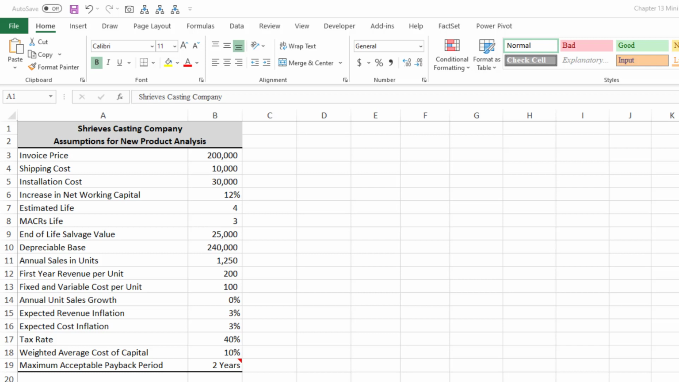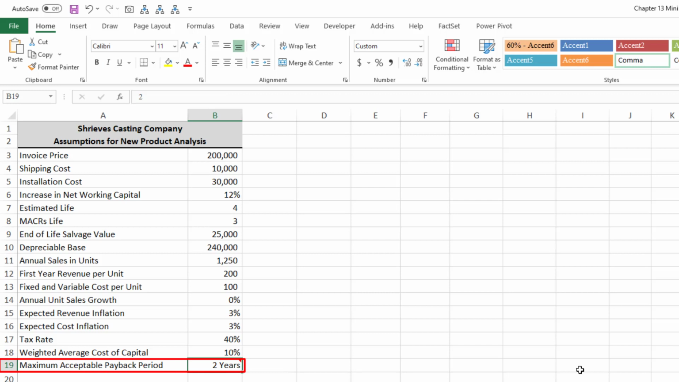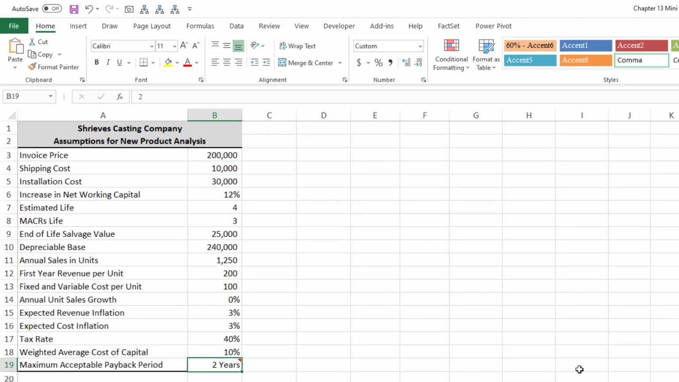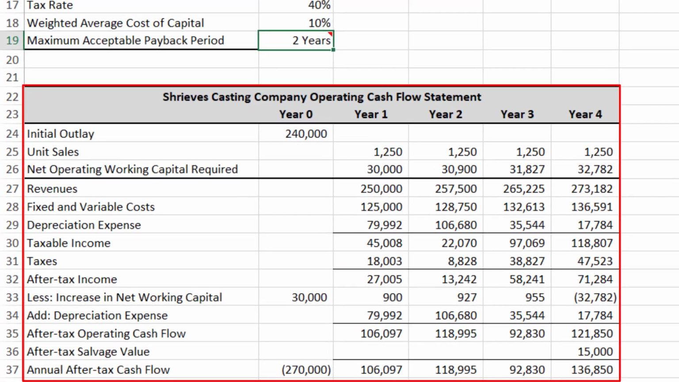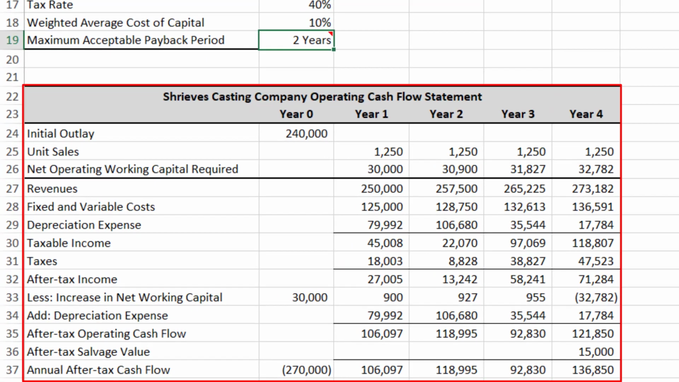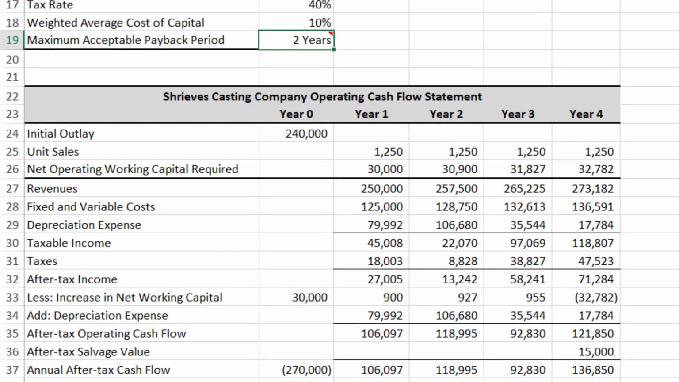So up here in the upper left, you can see I have all of the inputs that were given in the problem, and there might be a couple of little calculations in there. And then in row 19, I also have the maximum acceptable payback period. I believe, could be wrong, but I believe I just made that up just to have a number for it. Then we have our calculation of the initial outlay and the annual after-tax cash flows, as well as the terminal cash flow. So recall that we set up an operating cash flow statement.